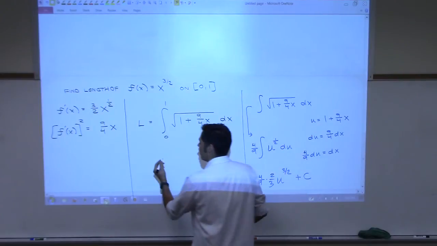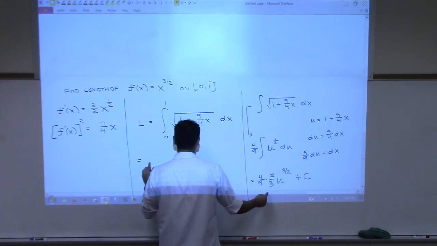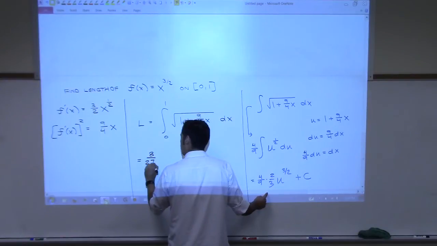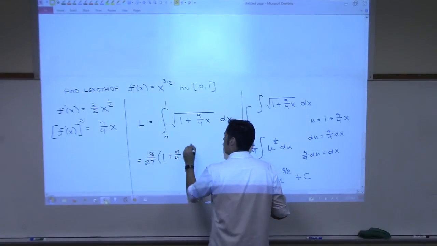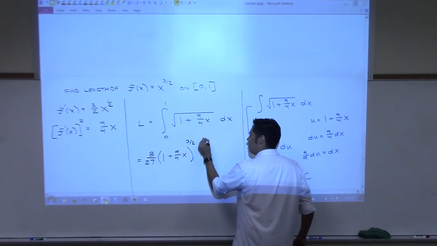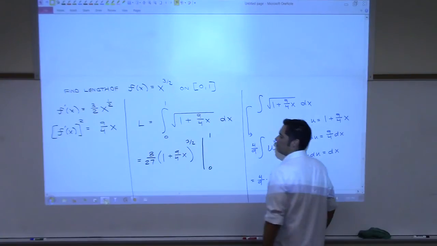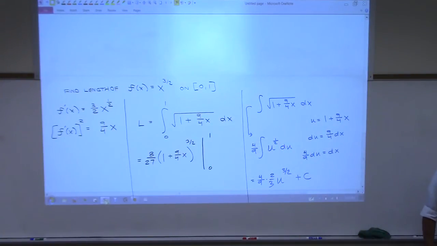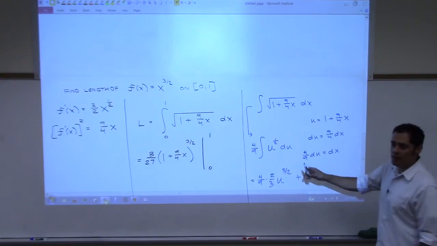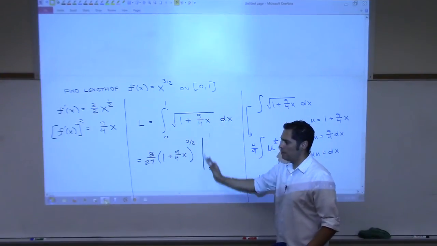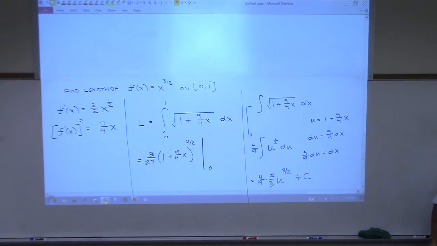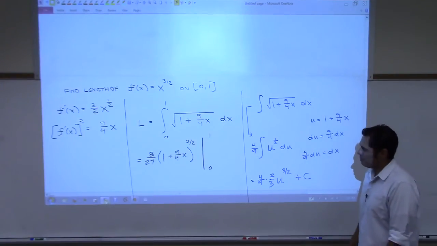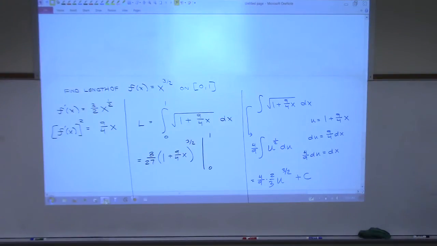So I'm coming back over here now. I'm ready to finish this off. This will be 8/27 and then 1 plus 9/4 x to the 3/2 evaluated from 0 to 1. So that's the way we do definite integrals, right? You find the antiderivative, then you plug in the bar over here, and then you're going to plug in 1, then 0, subtract, and be done. Yuck. Let's plug it in. Who cares, right?